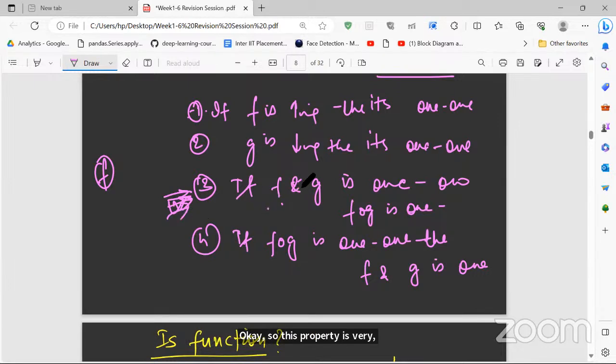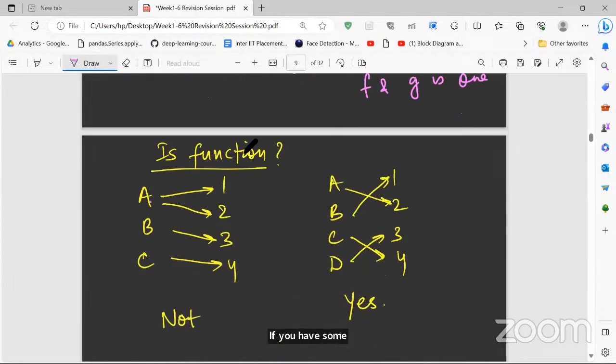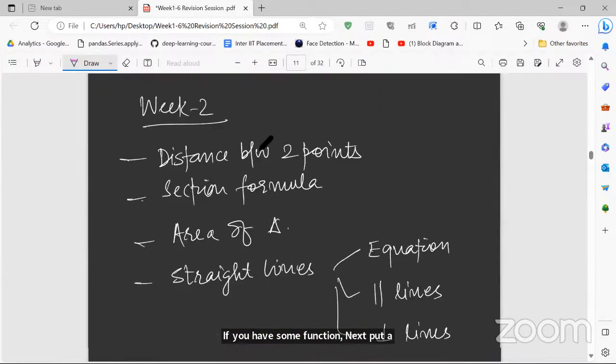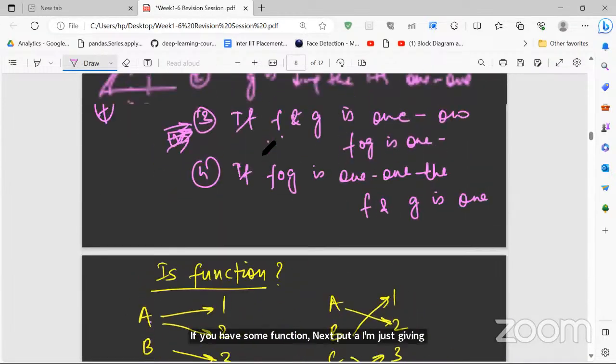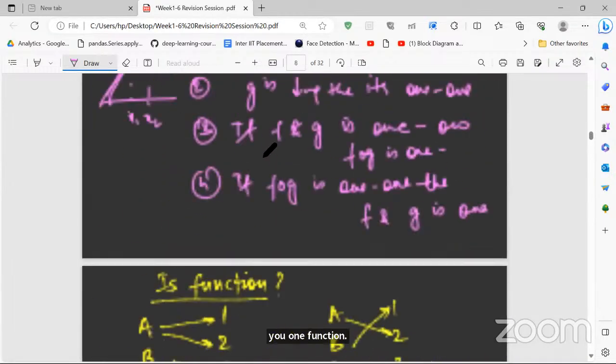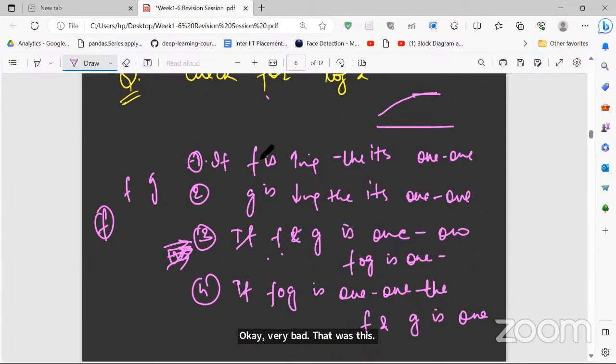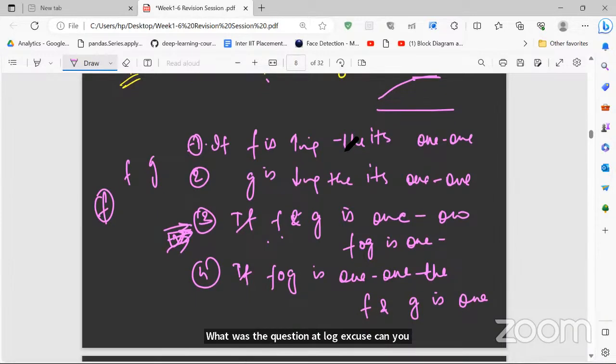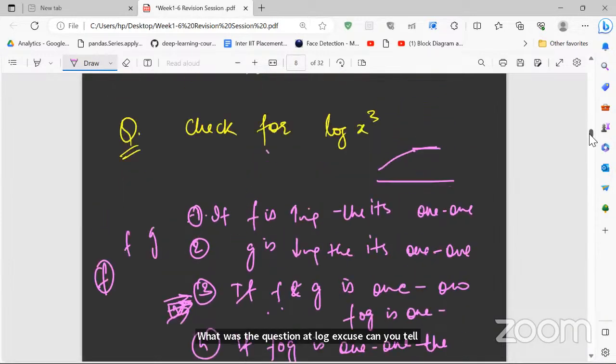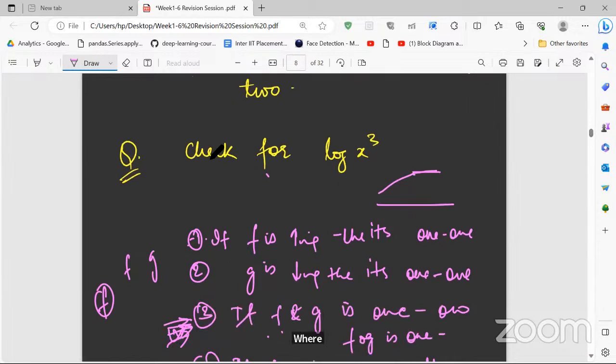If you have some functions f and g, let's for example, I'm just giving you one function. Where is that? That was there somewhere. What was the question with log x cube? Can you tell? Where? Okay, yeah. Check, so I told you. What was the question with log x cube?